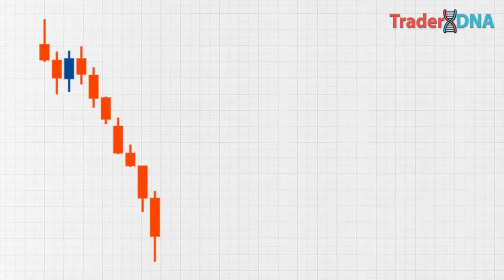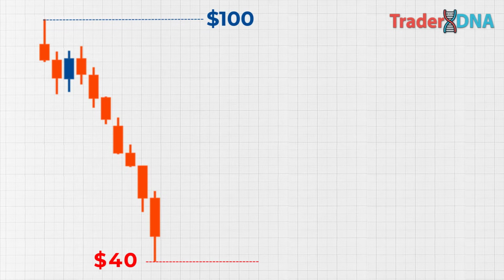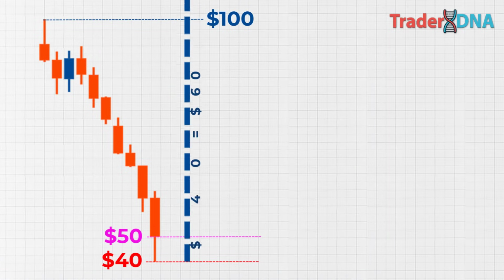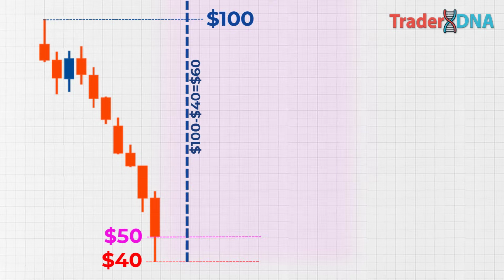I'll also explain how to calculate the stochastic value during a downtrend, using a sequence of 10 candles. Let's assume these 10 candles form a downward trend. Here, the highest high among these 10 candles is $100, the lowest low is $40, and the last closing price is $50. When you subtract the lowest low from the highest high, you get $60. Likewise, subtracting the lowest low from the last close price yields $10.